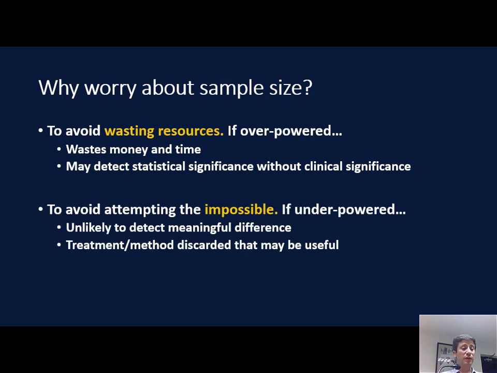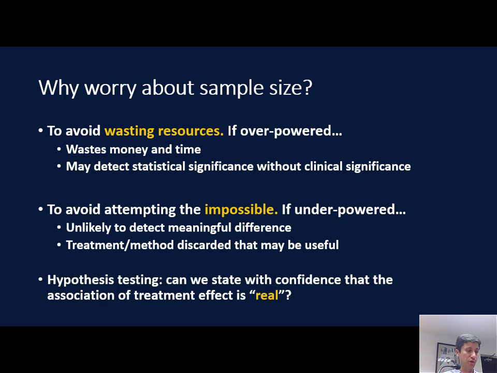We also want to avoid the impossible, right? If we're underpowered, it's unlikely that we're going to detect a difference even if one exists. You may have discovered some new treatment that's really important for keratoconus, but if you only have 7 people in your study, you might not actually detect the effect of that treatment if you're underpowered. And what that means then is that your new treatment might be discarded as not useful, not efficacious, even though it might be groundbreaking and really important.